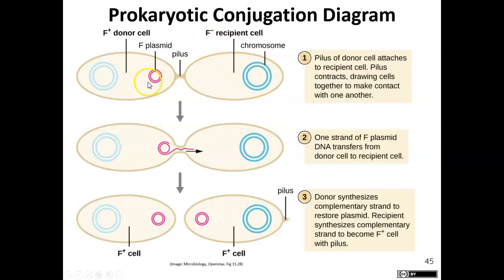And so here you can see an F plus cell. Here's the F minus cell. There's that sex pilus that's formed. The plasmid then replicates, and in the end we have two F plus cells.